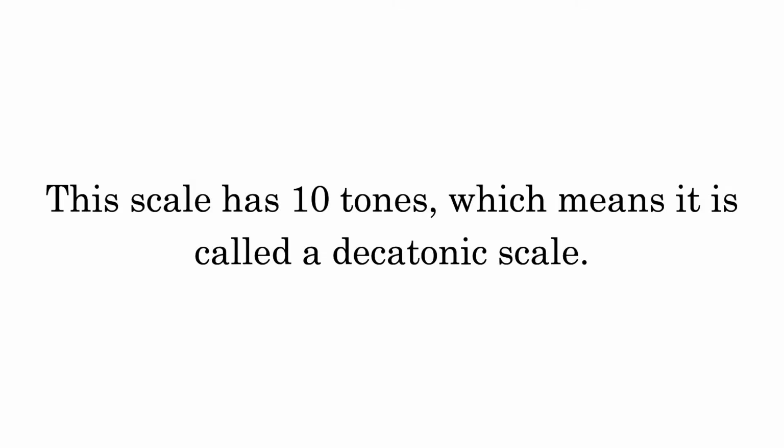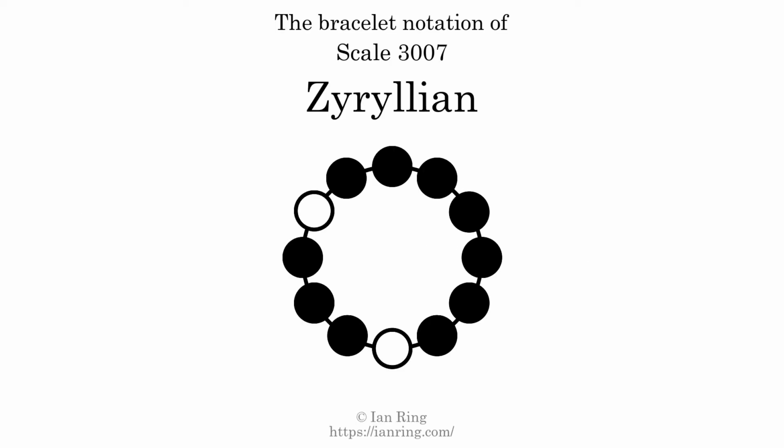This scale has 10 tones, which means it is called a decatonic scale. This is a bracelet notation diagram of Scale 3007. The shaded circles represent tones that appear in the scale, and they are read clockwise, starting at the top.